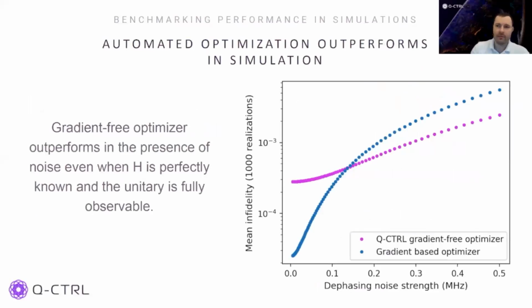Let's start with a simulation. Here we compare a gradient-based algorithm with a specific simulated annealing algorithm known as Cauchy machine. Remember that in the simulation, the Hamiltonian of the system is perfectly known and the unitary is fully observable. You can see that even under these conditions, the gradient-free method outperforms in the presence of noise. On the real device, where the model of the system is not accurately known, the gradient cannot be easily calculated, and there are different types of noise, we do expect the gradient method to struggle even more, while the black box methods to perform as well as here.